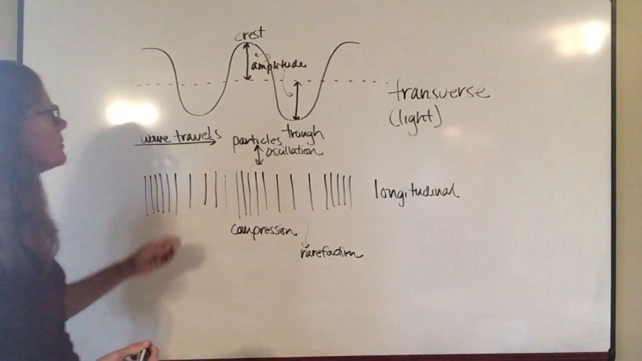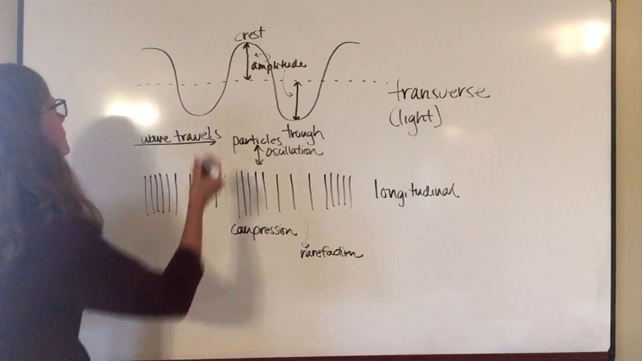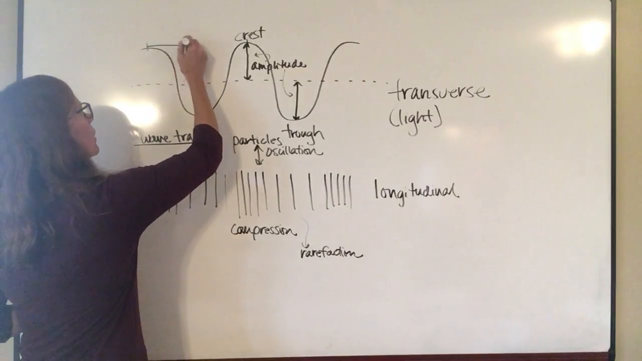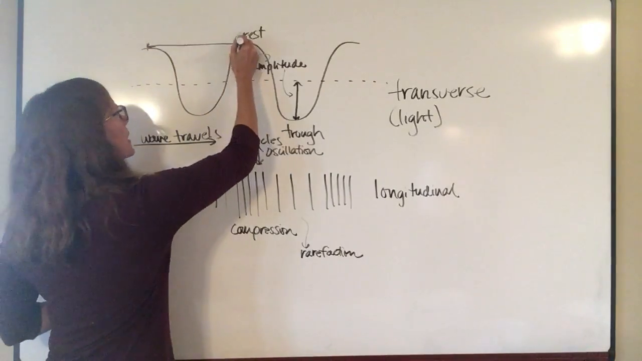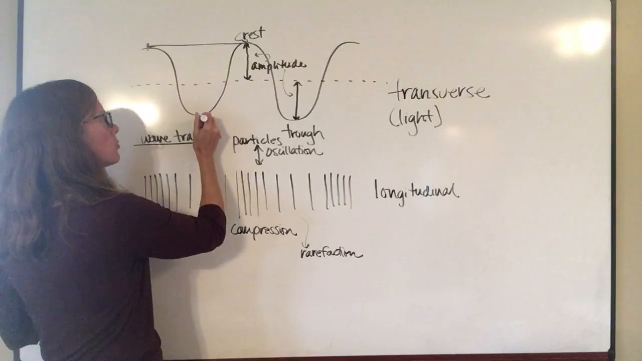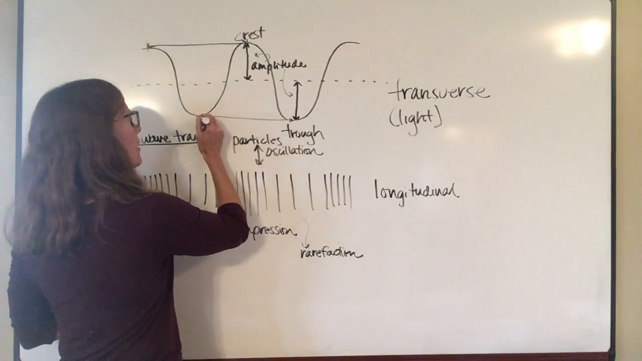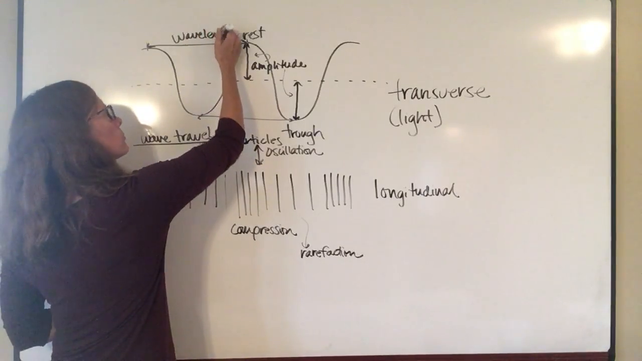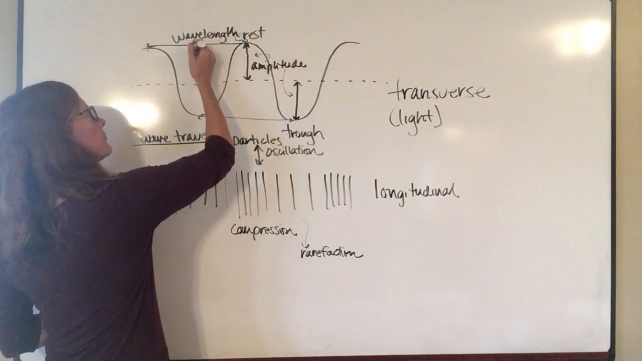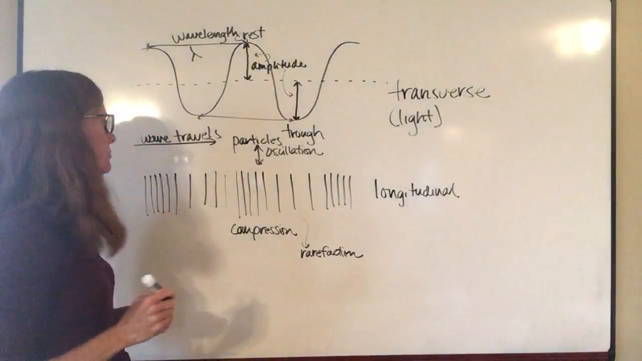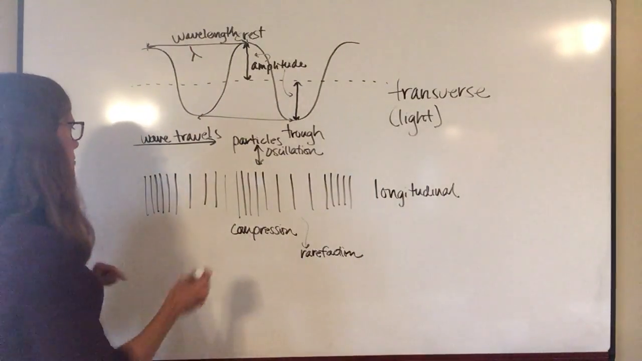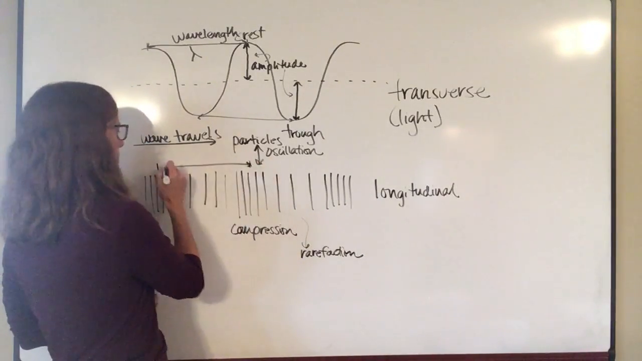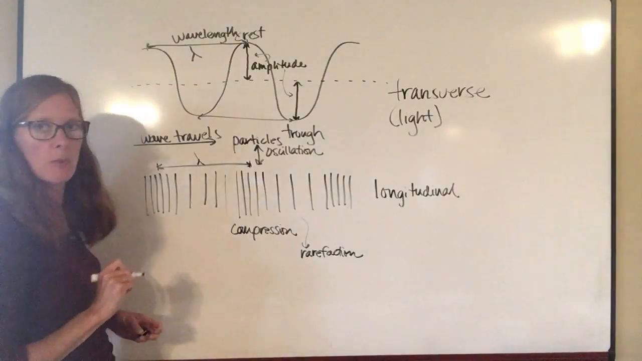Okay, and just like up here, where if I want to measure the wavelength, I would go from one crest to another crest, or from one trough to another trough. That would be the wavelength of the wave, and we often abbreviate that with the lowercase letter lambda. Similarly, in a longitudinal wave, I would go from the middle of one compression to the middle of another compression to measure that wavelength.